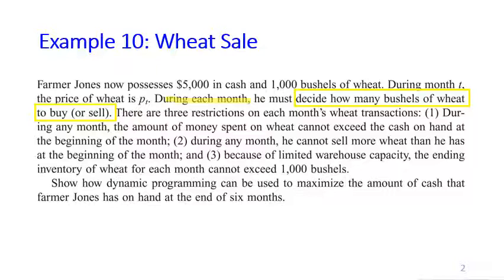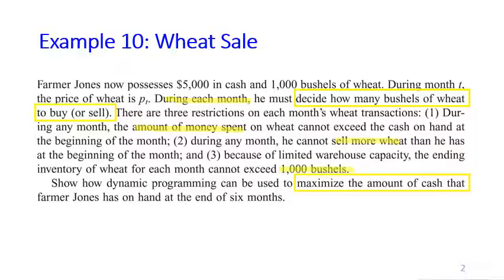However, there are 3 restrictions on each month's wheat transaction. First, of course, the amount of money that he spends must not exceed the cash on hand that he has at the beginning of the month. Also, if he is going to sell wheat, obviously he cannot sell more than he has at the beginning of the month. And the third one: because of the limited capacity, the ending inventory of wheat cannot exceed 1,000 bushels.